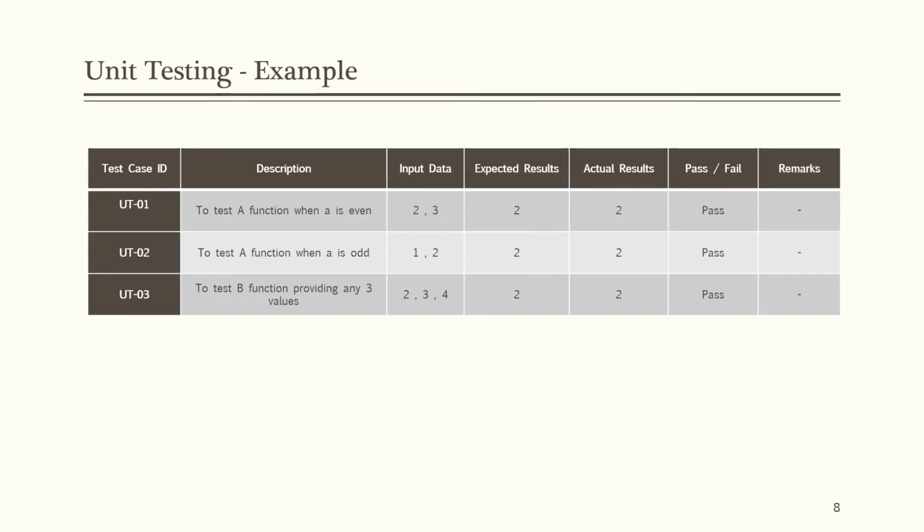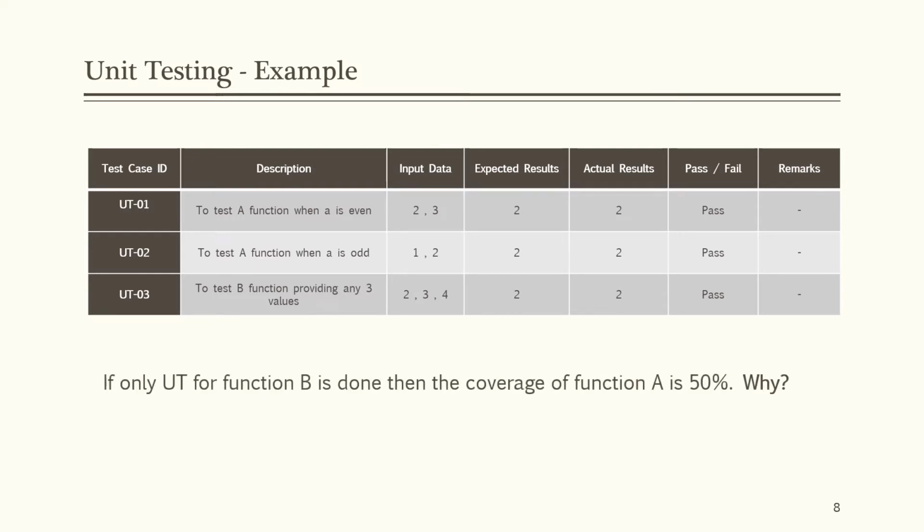Then again function A is called by passing values 2 and 4. Again, if condition block of function A will be executed and the value 4 will be returned because value of variable A is again even. Now consider the question, if only unit testing for function B is done, then the coverage of function A is 50%. Why? The answer is, in the test case 3, when function B is called, else part of function A will not be executed even once, so the coverage of function A is 50%.